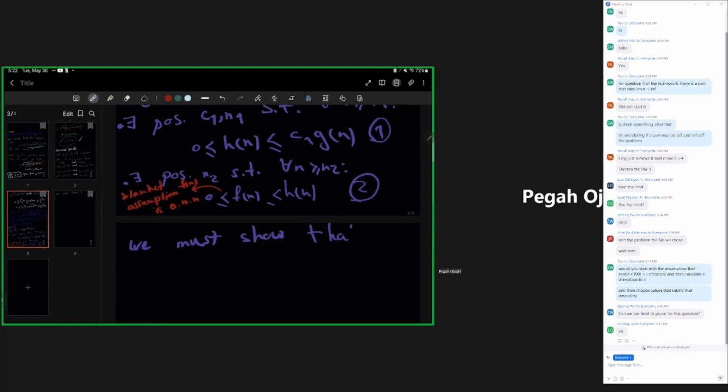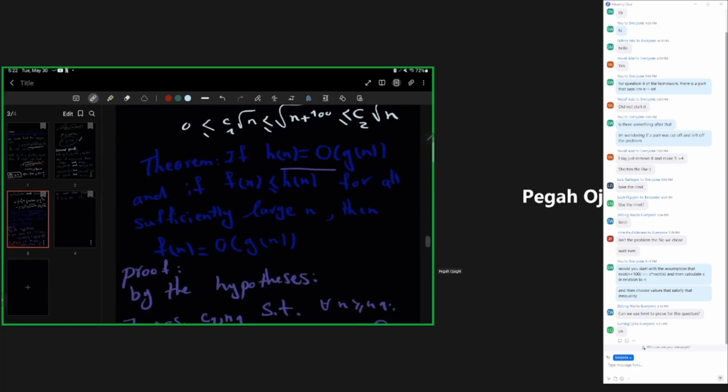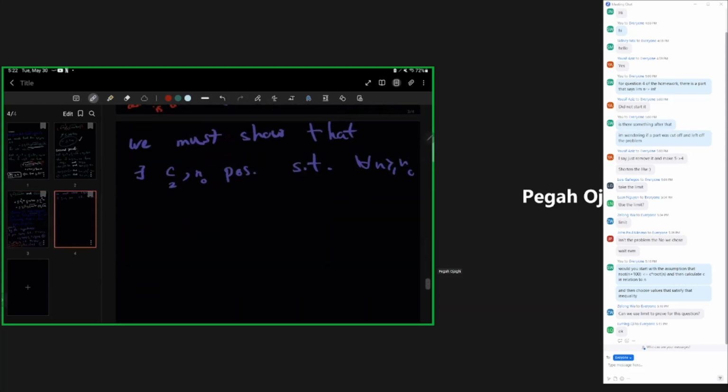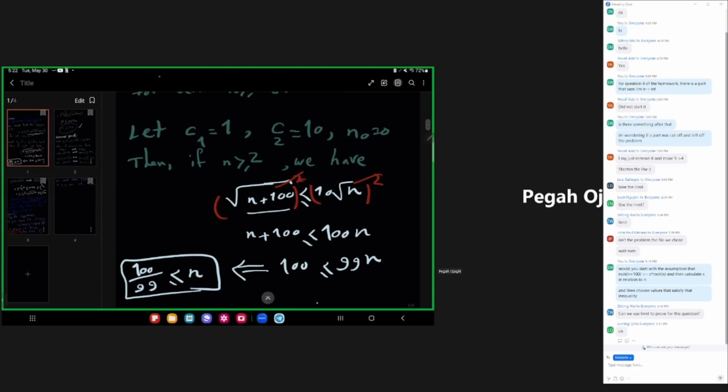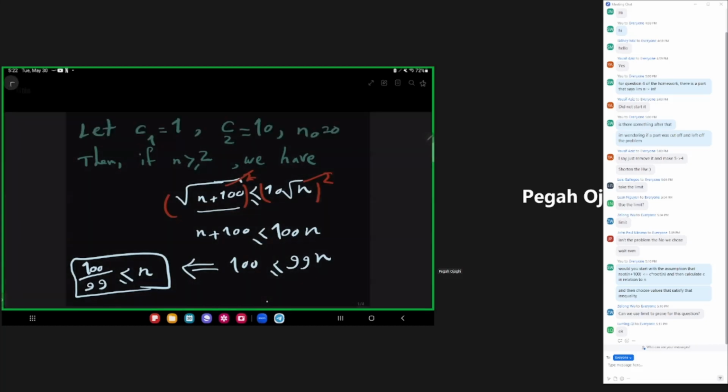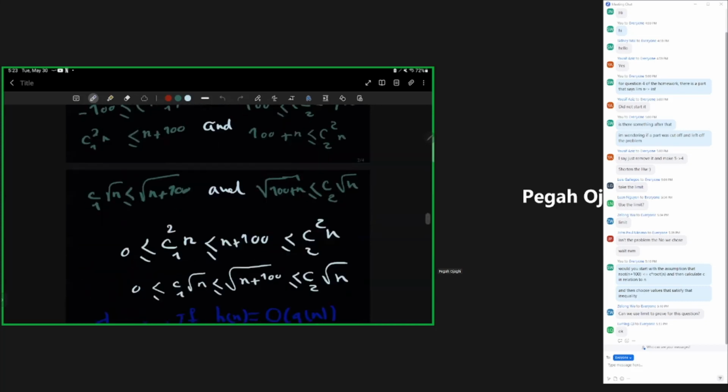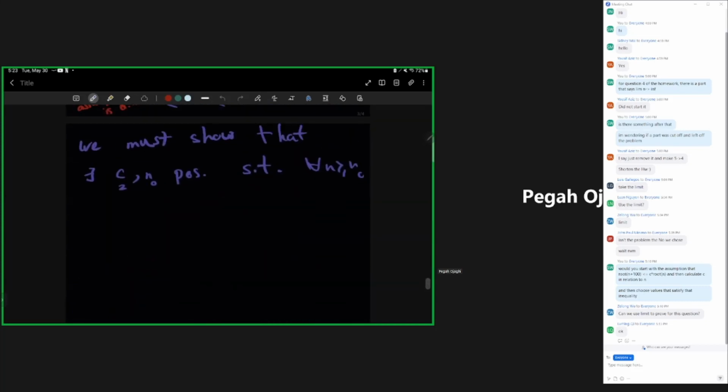For proving, we should show that there exist positive numbers C2 and n naught such that for all n greater than n naught, we go to the definition. We want this one. What does that mean? f of n is big O of g of n. It means we need to prove f of n less than C2 g of n. This is the proof. That's what we want based on the definition. But let's see how we can do that.